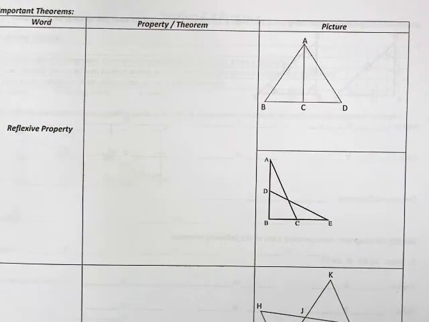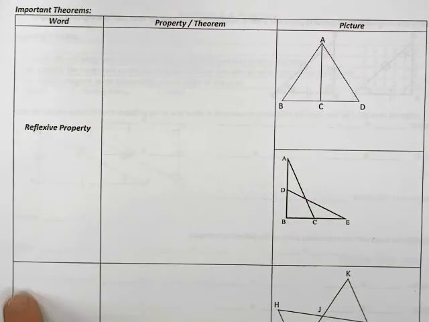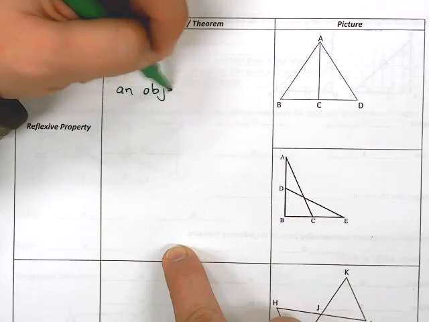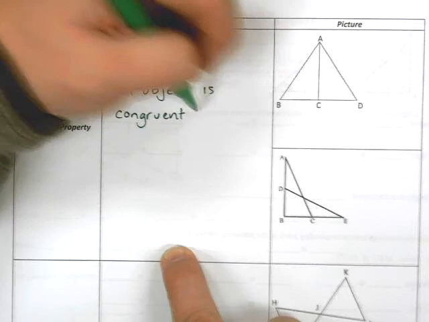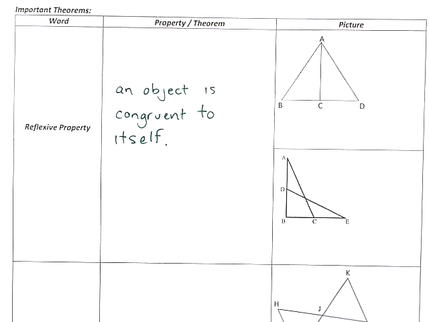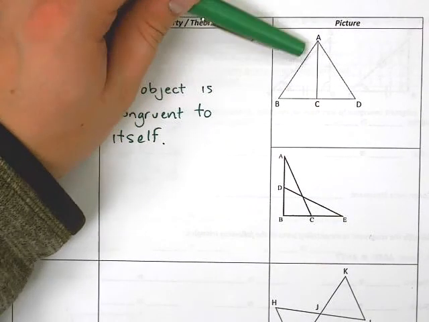Okay, this next page here has a bunch of different properties, two of which I think are going to be super easy. One is a little more difficult. And the little more difficult one is this first one, reflexive property. The reflexive property is basically just saying that an object is congruent to itself. All right. Now, when I say object, I mean you can pick any segment and say it's congruent to itself. So like AB is congruent to itself.